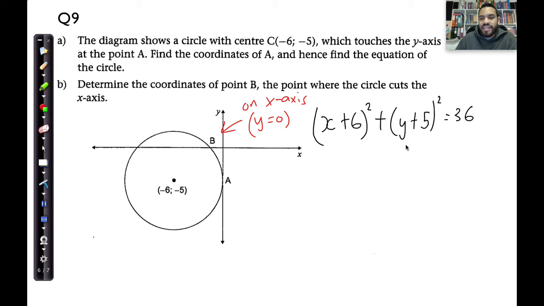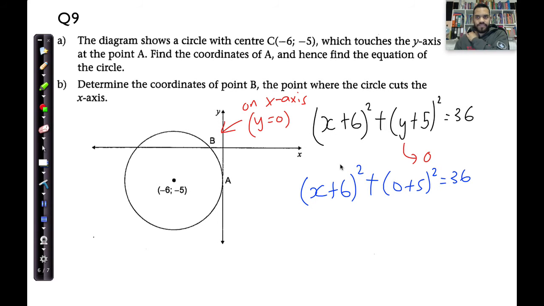So given that I know that this y must be 0, I can easily solve for x. So let us do that. And if you're unsure as to why I'm doing this, just pause, take a moment, go through the video, watch it again, and then try and convince yourself half the stuff I'm saying is true. Okay, I'm going to make the y equal to 0: (x + 6)² + 5² = 36.